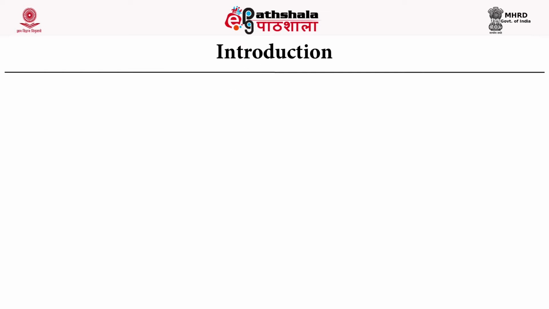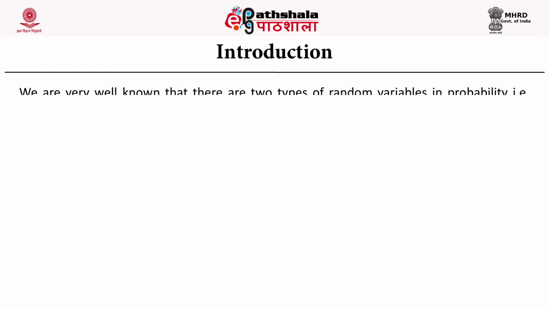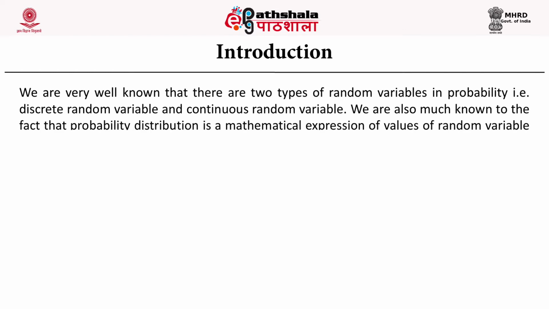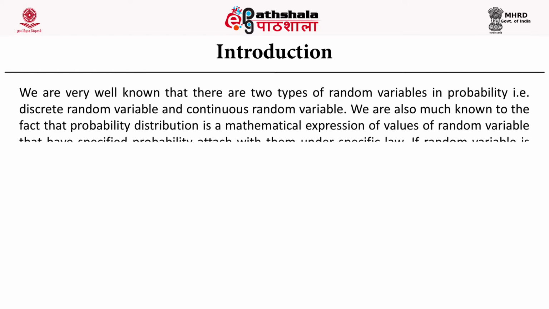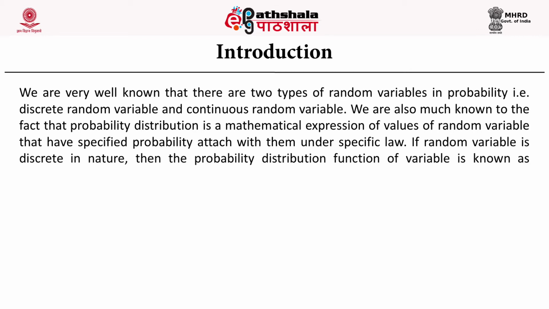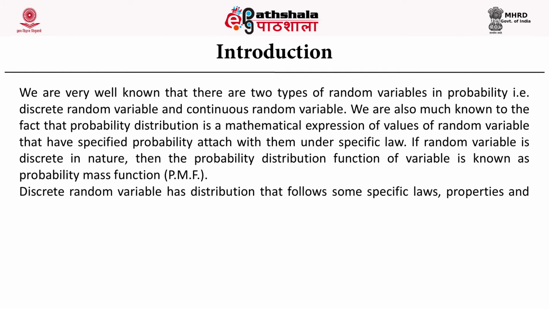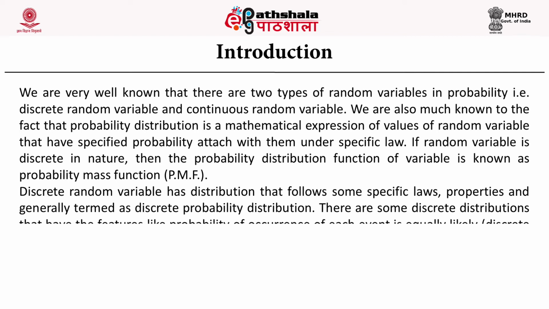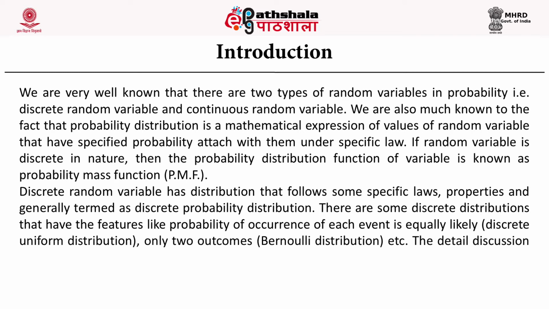We are very well aware that there are two types of random variables in probability, that is discrete random variable and continuous random variable. We also know that a probability distribution is a mathematical expression of values of a random variable that have specified probability attached to them under specific laws. If the random variable is discrete in nature, then the probability distribution function of the variable is known as probability mass function. A discrete random variable has a distribution that follows some specific laws and properties, and is generally termed as discrete probability distribution.